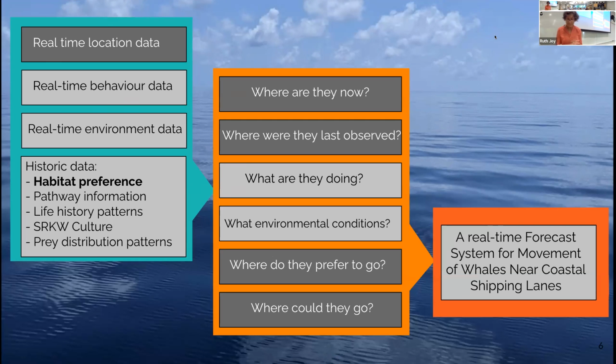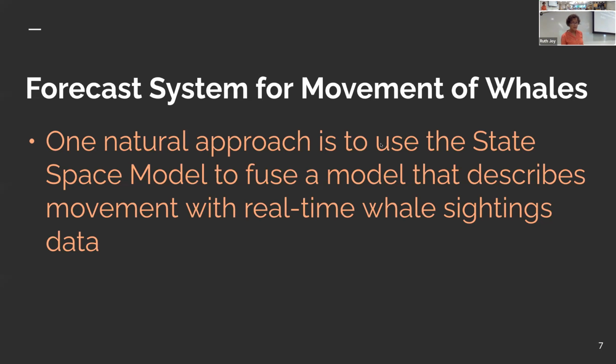Okay, so how do we get to a real-time forecasting system for movement of whales near coastal shipping lanes? One natural approach is to use the state space model, and a state space model is a useful approach because it merges data with models that predict forward in time. And so in the movement context, that forecast would be a movement model. And it also requires an observation model.